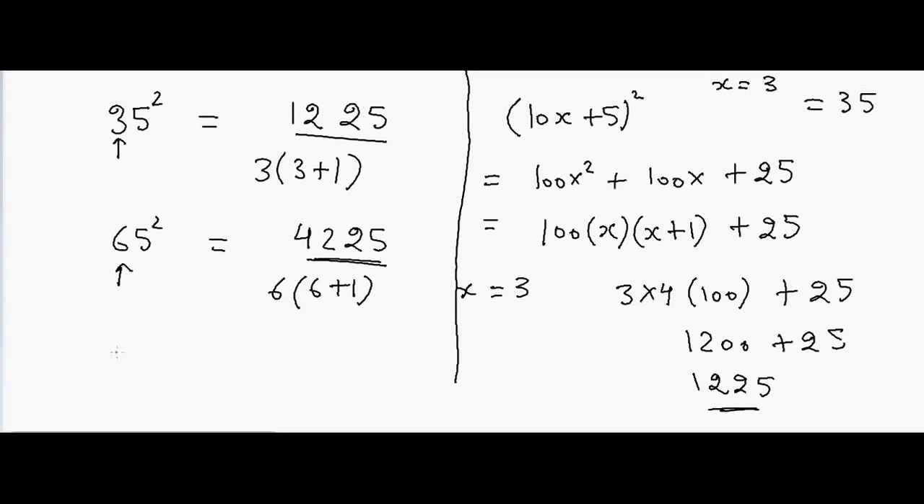Another example, if I have 85 square and I want to do a square, that will be equal to 25, and we'll do 8 into 9, that's equal to 72. So the answer is 7225. So this is how this trick works.